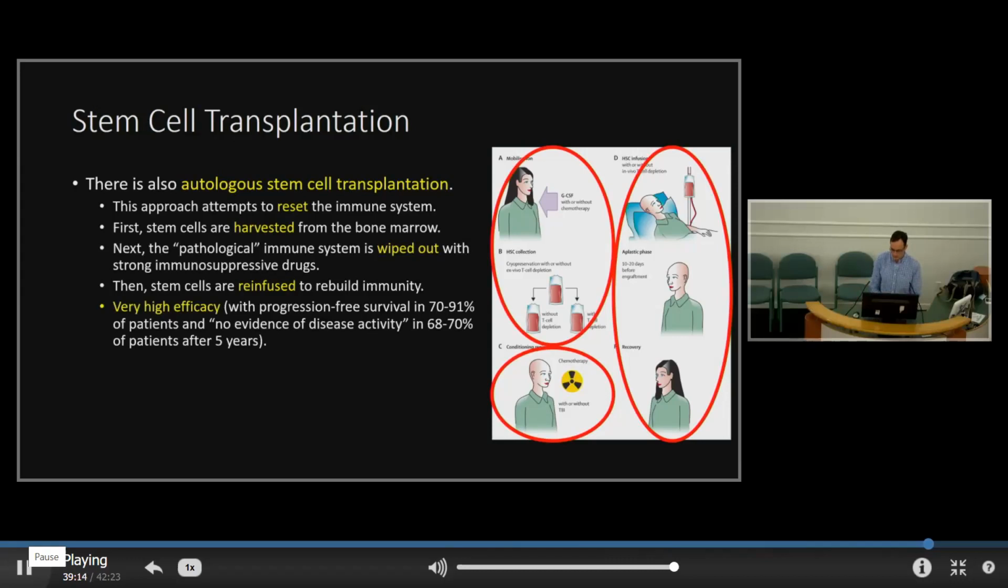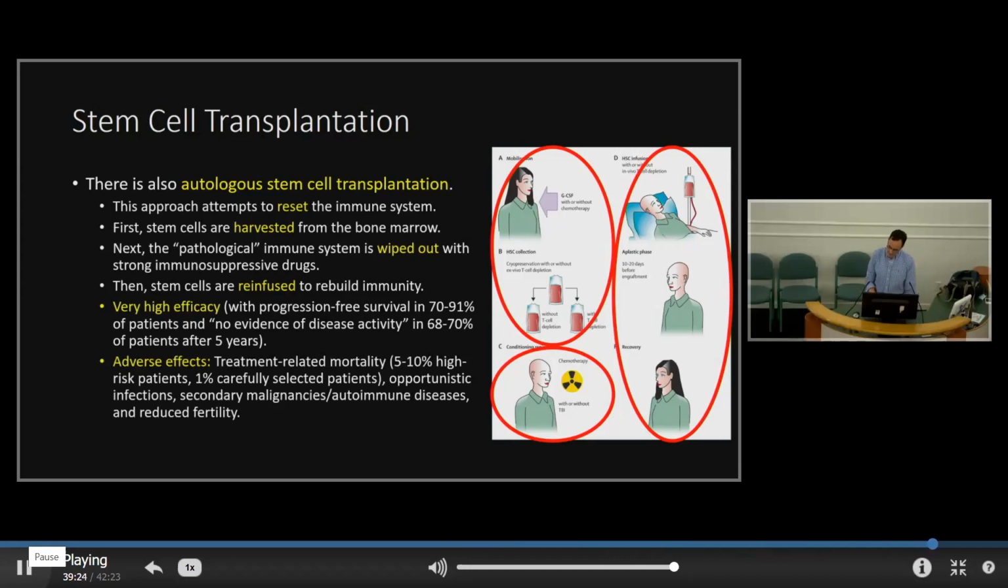Progression-free survival in about 80% of patients, with no evidence of disease activity in just over 2/3 by 5 years. The problem is it's still relatively risky. Treatment-related mortality would be about 5 to 10% for high-risk patients. That's not trivial. Even in carefully selected patients, it's about 1%. So you must be very careful in selecting the right patient for this treatment. People can also get opportunistic infections, secondary cancers, autoimmune disorders, reduced fertility, and so on. So, interesting option. I think some people would be suitable for this, but certainly not most. Not right now.